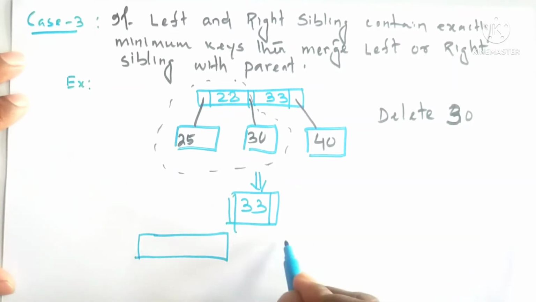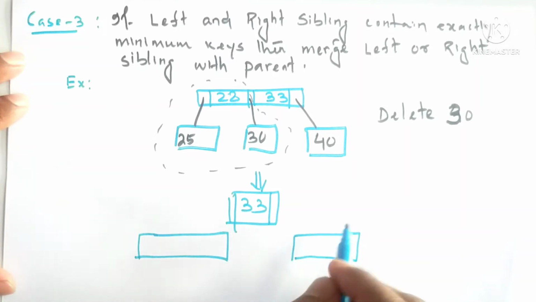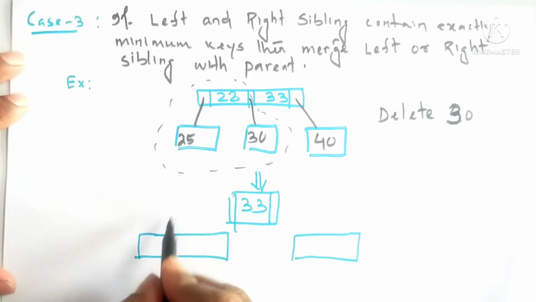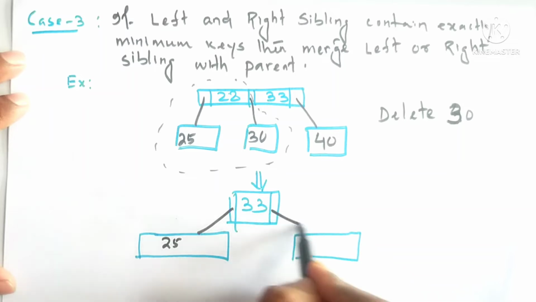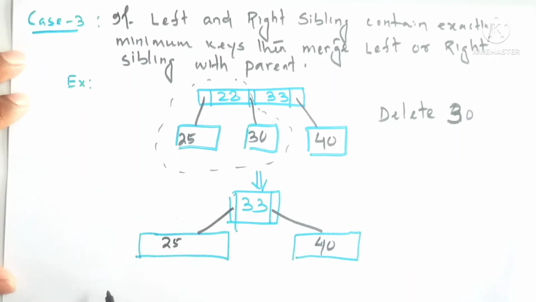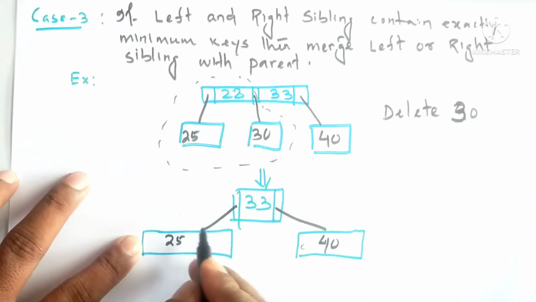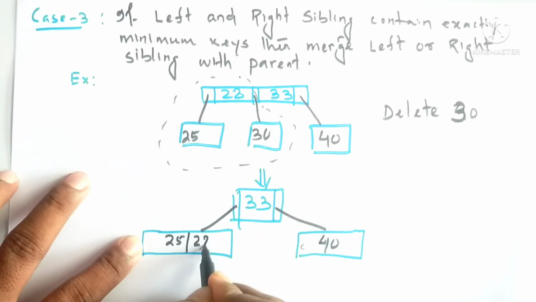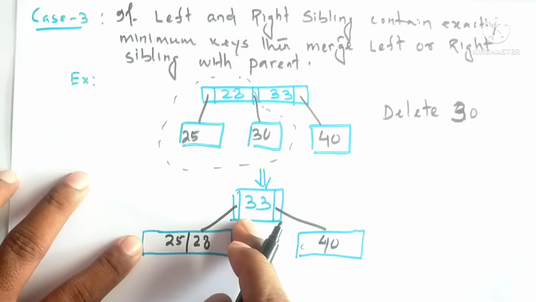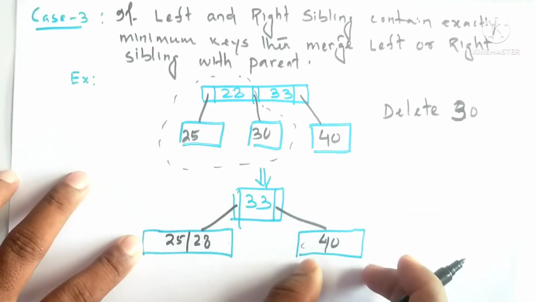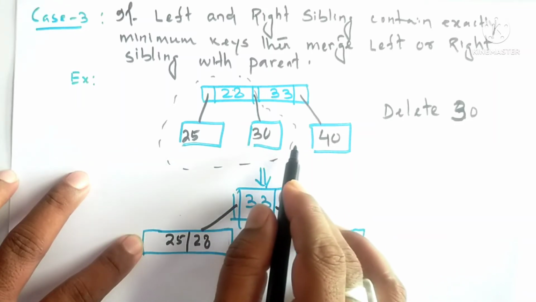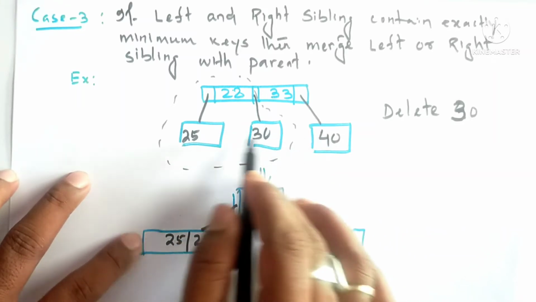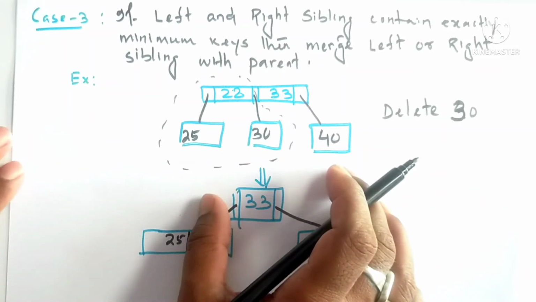After merging, one node will be created. So what will the value be? I will keep 25 and 30, and 30 will be deleted. The parent value is 28, so 25 and 28 became the left child of 33, and the right child remains as it is. So this is the way we can delete 30 if the left sibling and right sibling cannot provide the borrow facility.